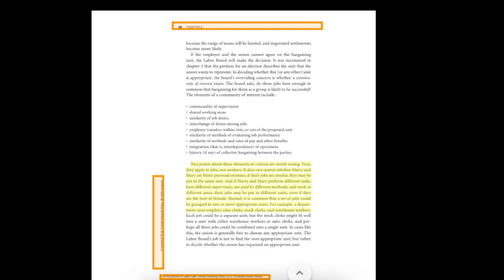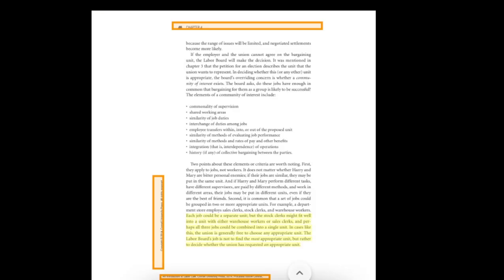Second, it is common that a set of jobs could be grouped in 2 or more appropriate units. For example, a department store employs sales clerks, stock clerks, and warehouse workers. Each job could be a separate unit, but the stock clerks might fit well into a unit with either warehouse workers or sales clerks, and perhaps all 3 jobs could be combined into a single unit.